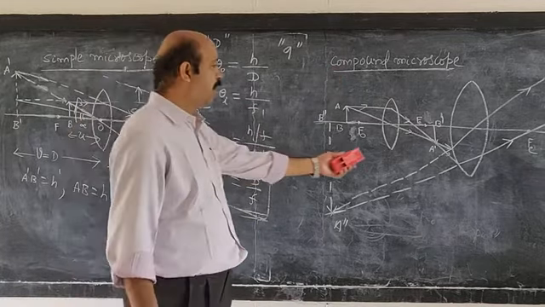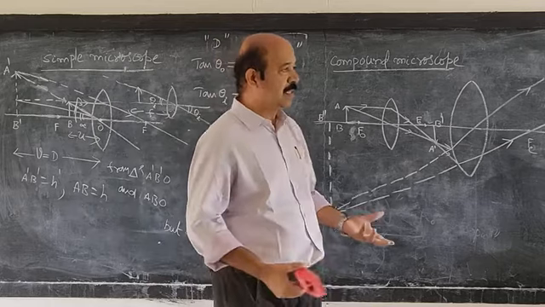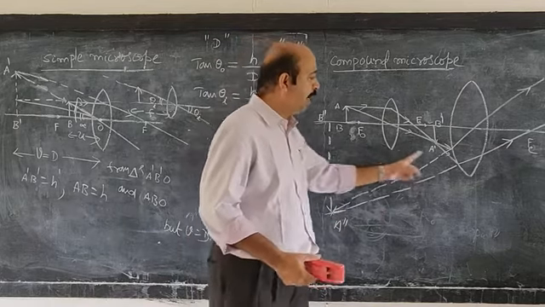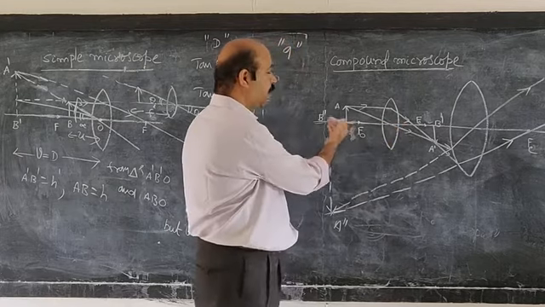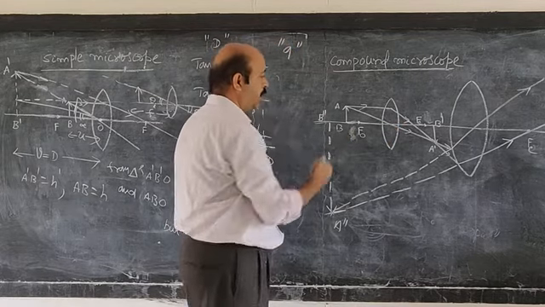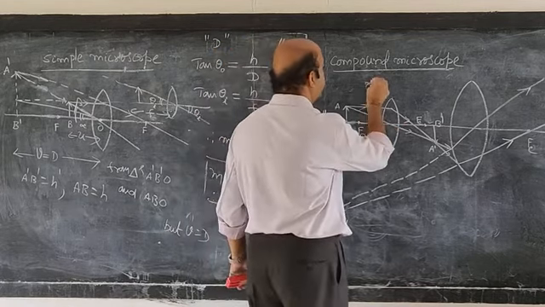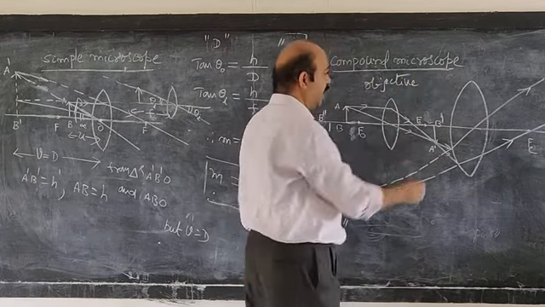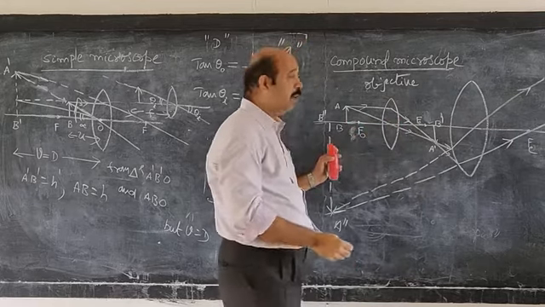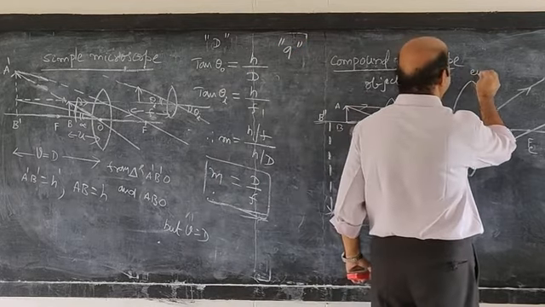The construction of a compound microscope is like this. It consists of two lenses. One lens is kept near the object, in front of which the object is kept. This is the objective. And the lens through which we see the final image is called the eyepiece.